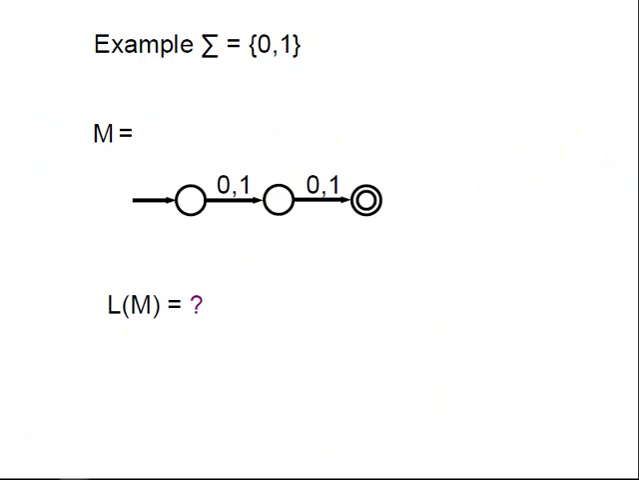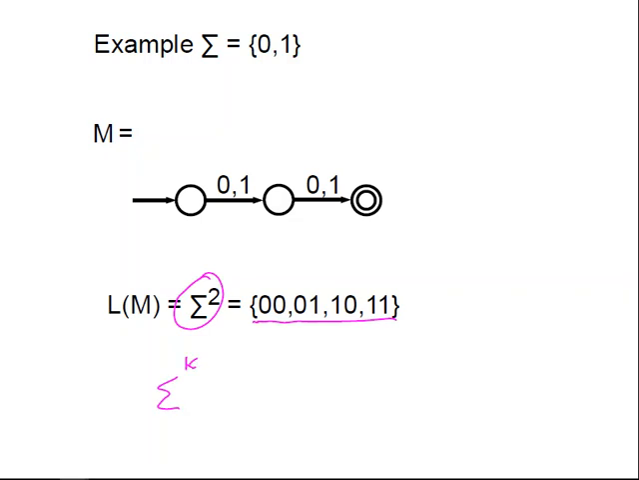So here's an example now over the alphabet 0, 1. What does this DFA recognize? It recognizes all the strings of length 2. These are the strings of length 2, and we can write that as sigma squared. Sigma squared are the strings of length 2. And more generally, sigma to the k for some number k are the strings of length k.